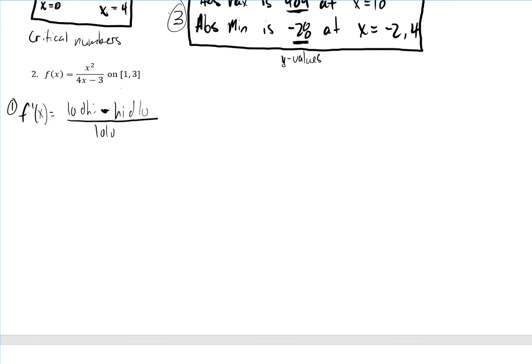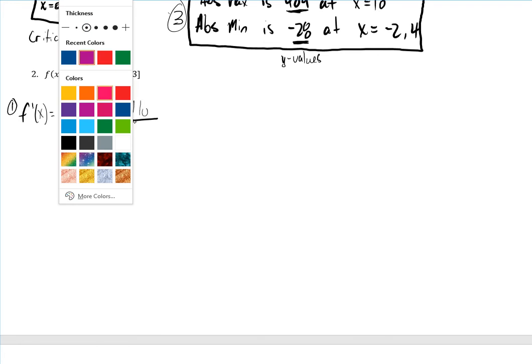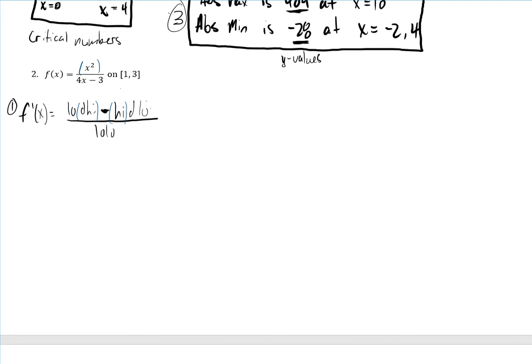Let me use some colors. Let's get blue. The blue will be the high portions, just to make it colorful. And then let's do red for the low portions. If needed, these functions aren't that bad, so we might not really need it, but what we're going to do is just plug all those in.